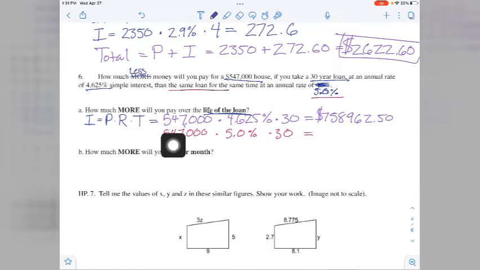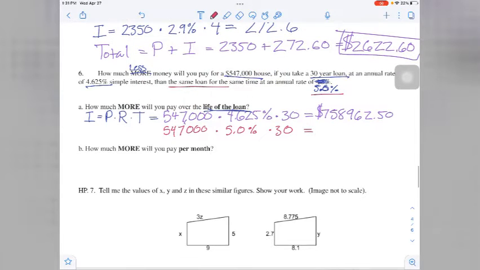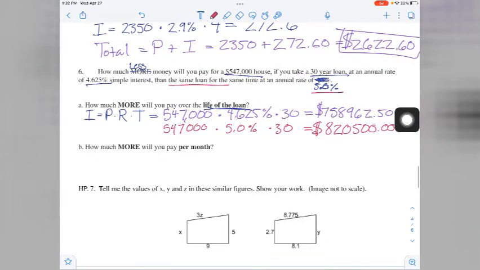And then $547,000 at 5%, just a little bit more for the same amount of time. If I were to calculate that same thing, then I would get $820,500 just in interest. So that's how much we're paying just in interest for both of these.